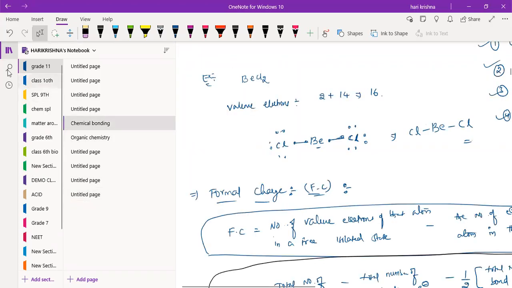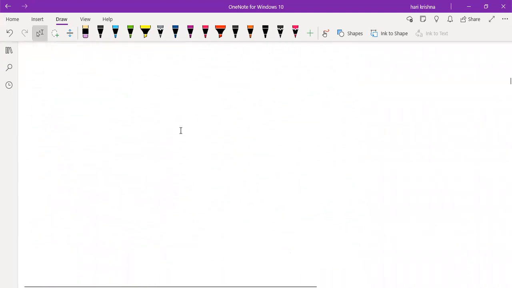So chemical bonding is already finished. What are the topics? Molecular bonding theory, molecular orbital theory.